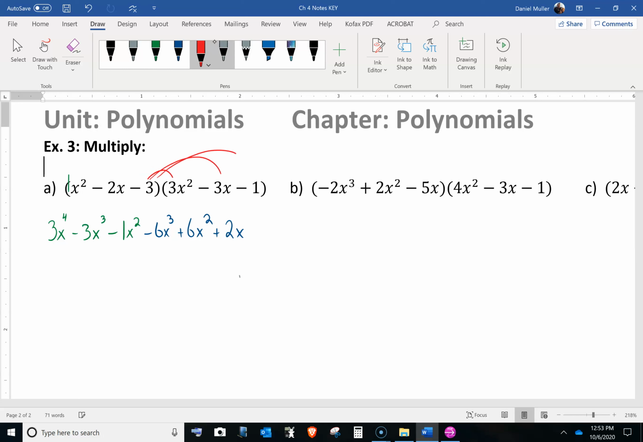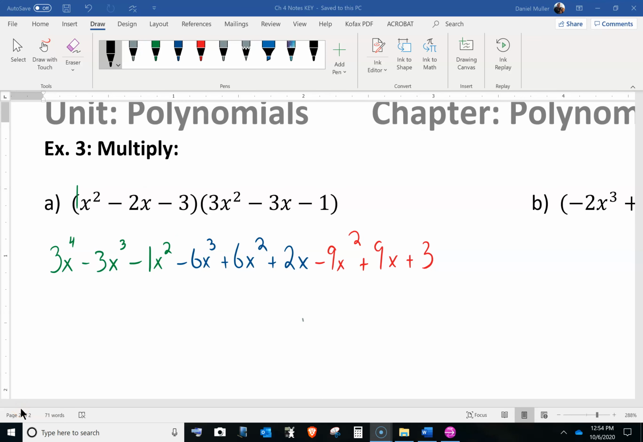We'll multiply this in. Negative 3 times 3 is going to be negative 9, and there's 2 x's. Negative 3 times negative 3 is a positive 9 with 1 x. And then negative 3 times 1 is a positive 3. So I've got a lot of stuff here. I'm going to shift everything over. Okay, let's now see which things are alike.